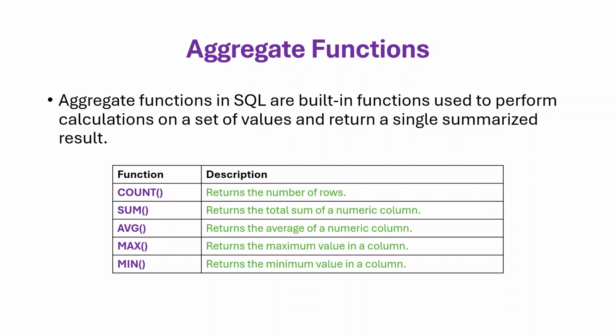We can also use sum, which returns the total sum of a given column. We could use average, that would give you the average of a column, and then use max and min to get the maximum and the minimum value in the given column.